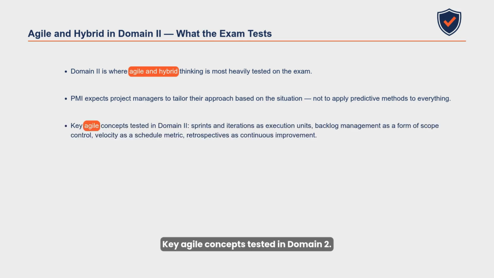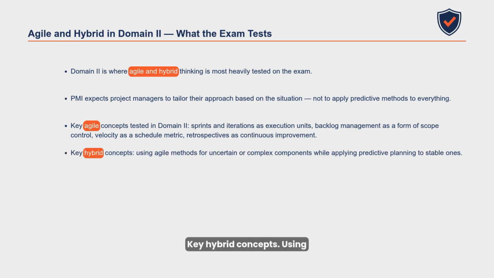Key agile concepts tested in Domain 2: sprints and iterations as execution units, backlog management as a form of scope control, velocity as a schedule metric, retrospectives as continuous improvement. Key hybrid concepts: using agile methods for uncertain or complex components while applying predictive planning to stable ones.